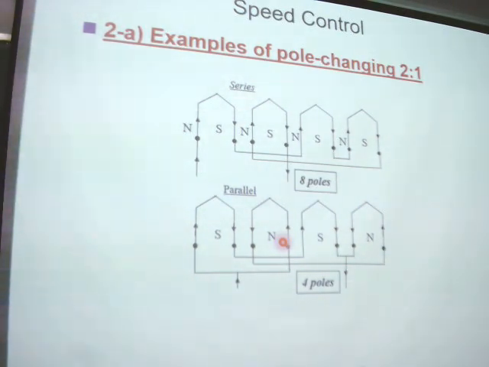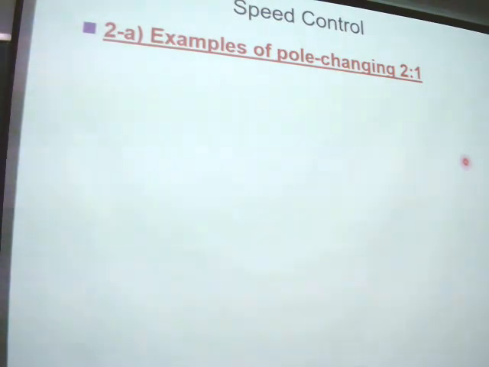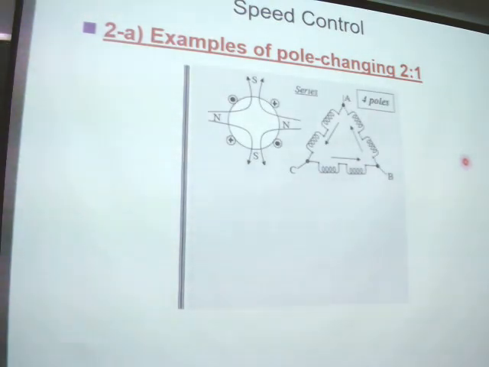The induction machine has a complicated connection, and it will be huge and expensive. So generally, we change from one number of poles to another, just two numbers of poles. Okay, and see this one.